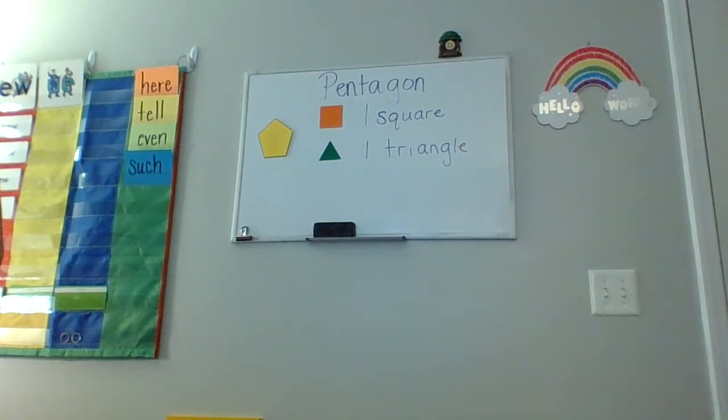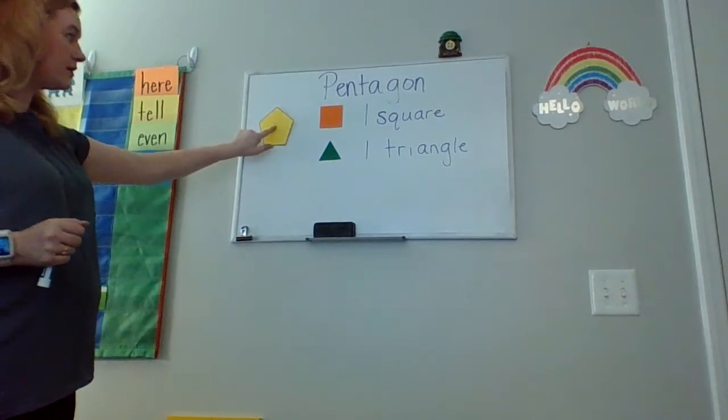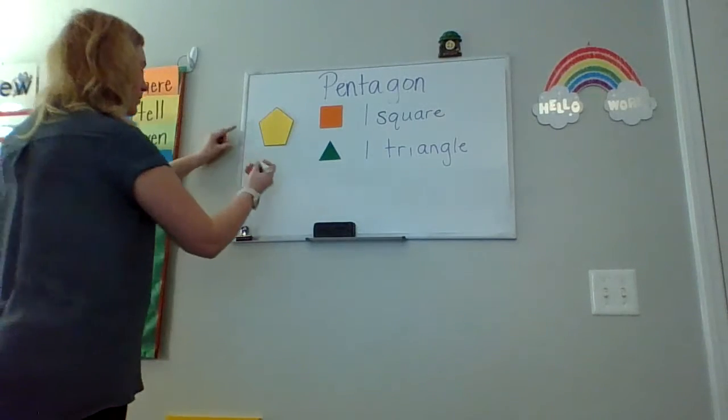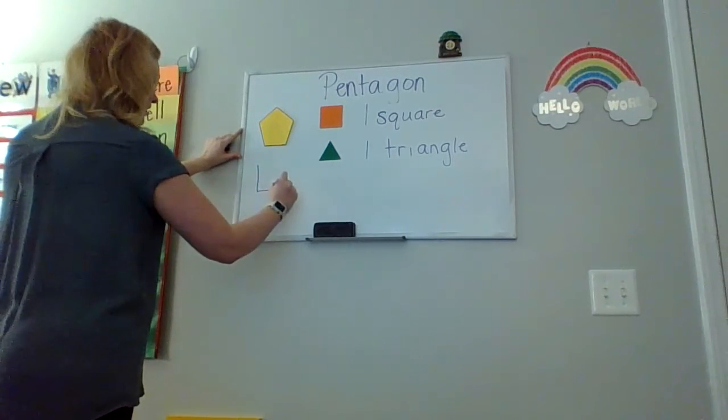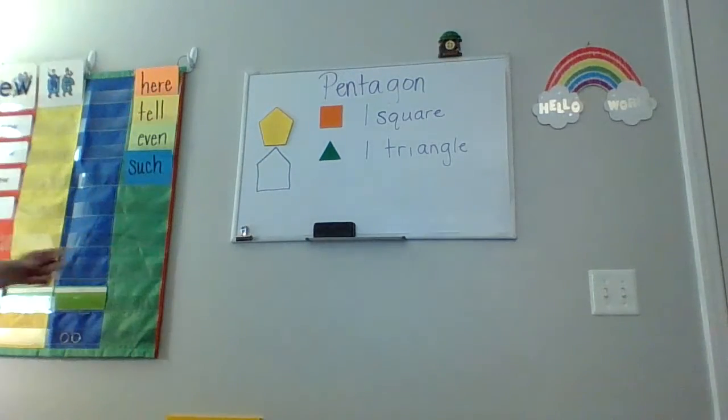I would like you to make a pentagon using 1 square and 1 triangle. Okay, so look at how a pentagon looks. Think about some of the ways that we've drawn pentagons. Okay, how could you put a square and a triangle together to make a pentagon?